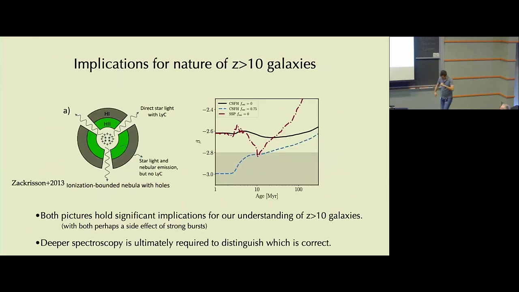Remember, we're seeing these in 3 of the first spectroscopically confirmed redshift greater than 10 galaxies. I think understanding what these are, what's driving this, is quite important. But we have these 2 different pictures, both perhaps a side effect of strong bursts of star formation, but ultimately we're going to need deeper spectroscopy to distinguish which of these is driving the UV slopes to these extremely blue values.